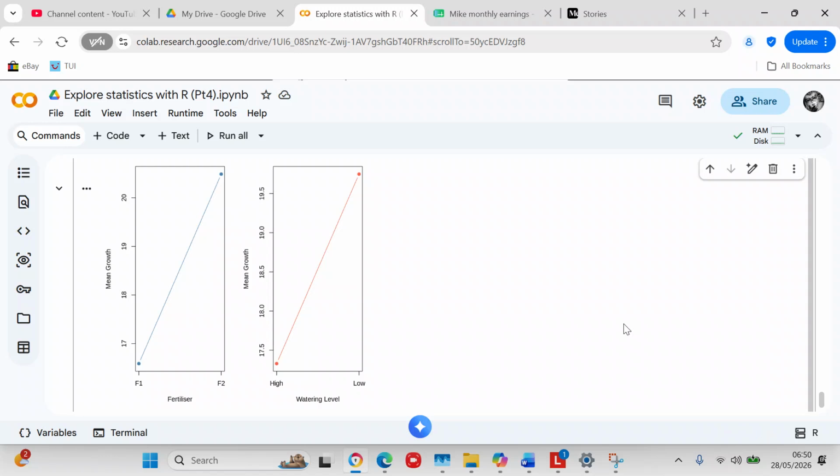I would think that the more you water the plant, provided you don't overwater it, it's going to grow better. But this is just simulated data for this exercise to show you how we do a factorial experimental design. So that concludes this video.